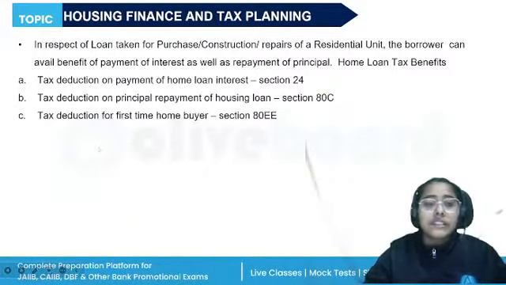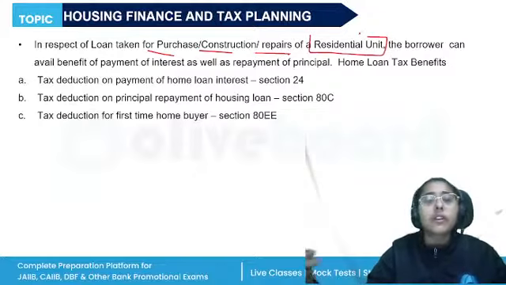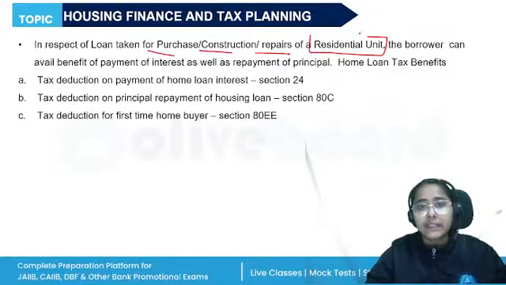So in respect of a loan that is taken or availed by the customer for the purchase, construction, or repairs of a residential unit. We have discussed the different types of loans, right? Home loans we have for the purchase of a plot on which the construction will take place, a ready-made house, a flat, renovation, repairs, house decoration as well. So the borrower can avail the benefit of payment of interest as well as repayment of the principal, right? So on the interest and the principal, certain deductions can be made.